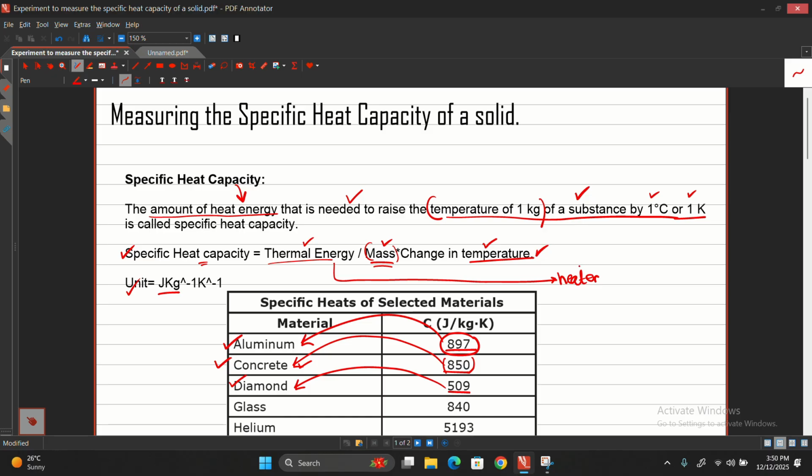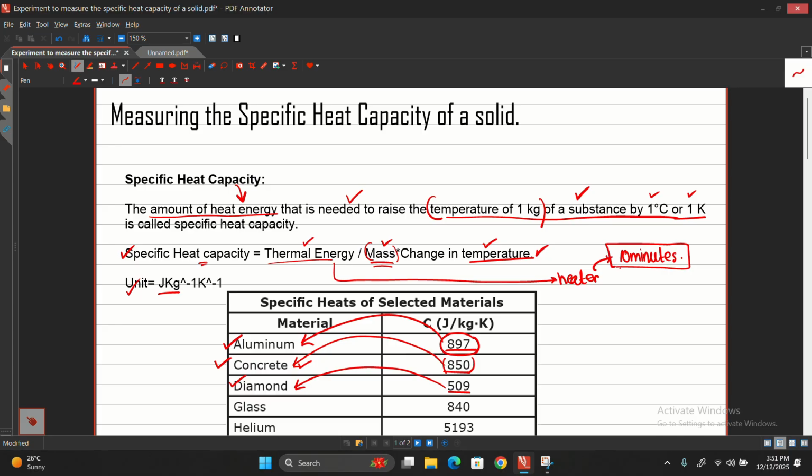So what we will have to do is use the heater for a certain amount of time. Let's say we will be using the heater to provide thermal energy for 10 minutes. And during these 10 minutes, we will be calculating the power output from the heater. And then we will multiply it by 10 in order to calculate the total energy transferred by the heater.